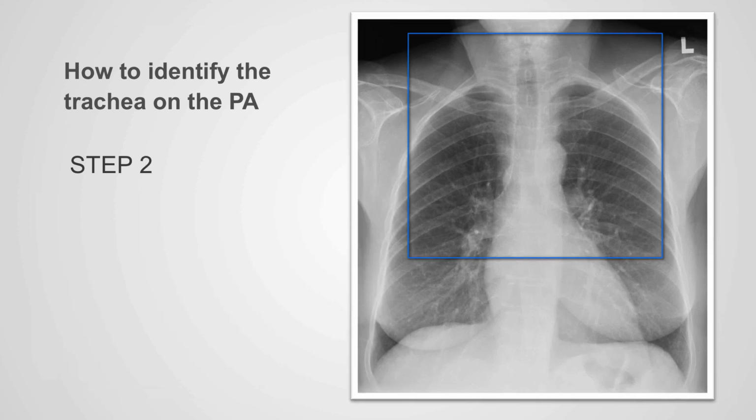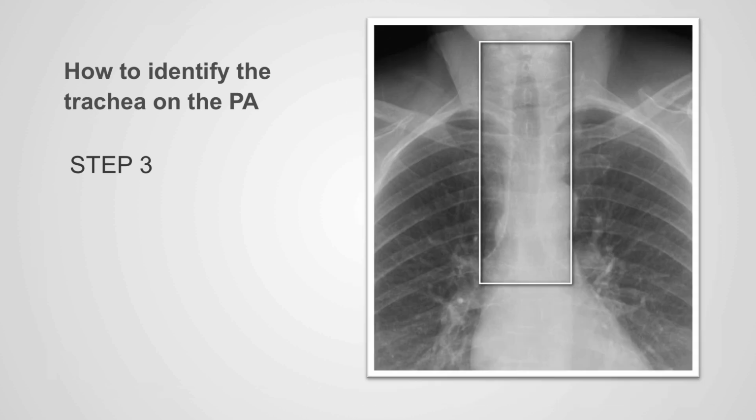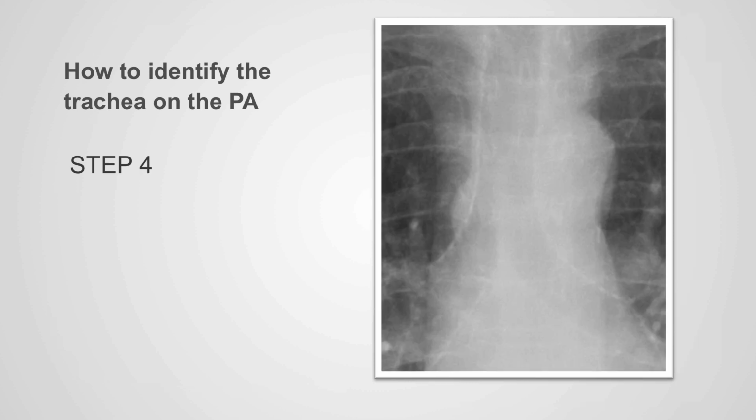Next, we focus our vision on the midline of the patient at the level of the lower neck and the upper thorax. In this region, we identify a black rectangle that is orientated vertically. This rectangle measures approximately 2 centimeters from side to side, which is roughly the diameter of your thumb. We now confirm that this is the trachea by identifying the tracheal corrugations or the tracheal calcifications.